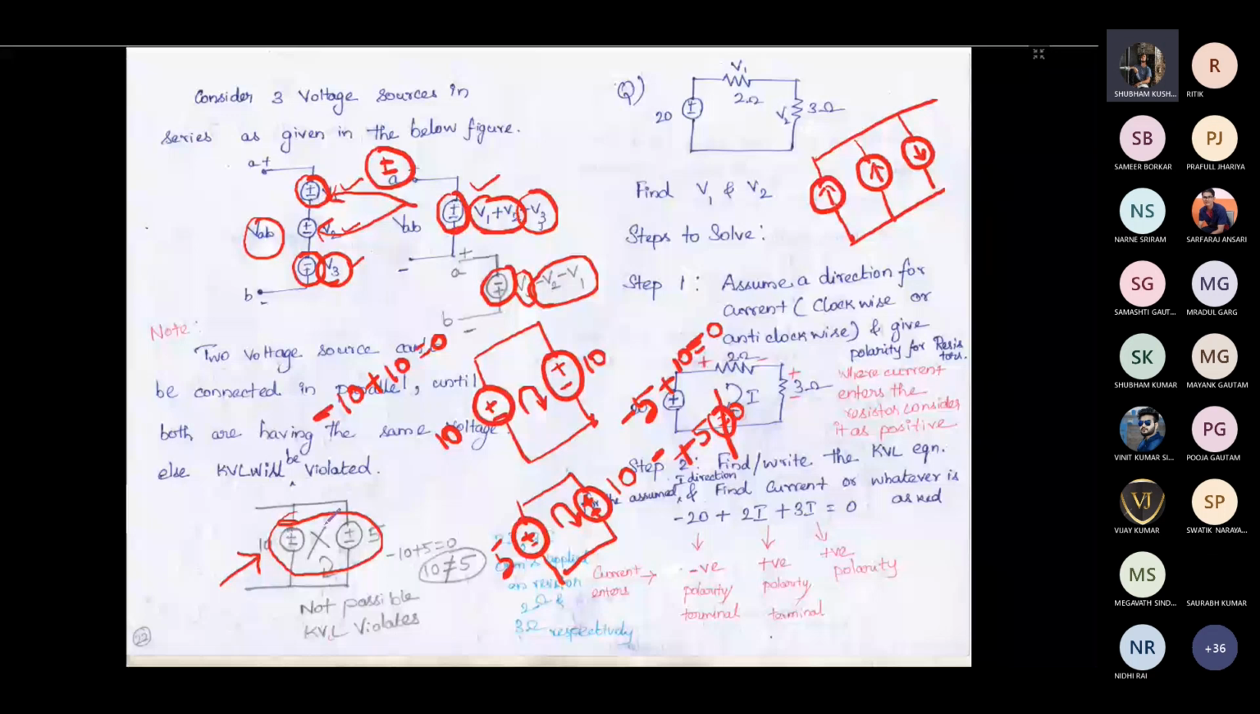Practically all the sources will have an internal impedance. We have already discussed the practical voltage source, right? When you have a practical voltage source, you will have some internal resistance. It can be of any value, even 0.001. Let's say you have 0.001 ohm, then this source also will have 0.001 ohm internal resistance. This is for a practical independent voltage source.